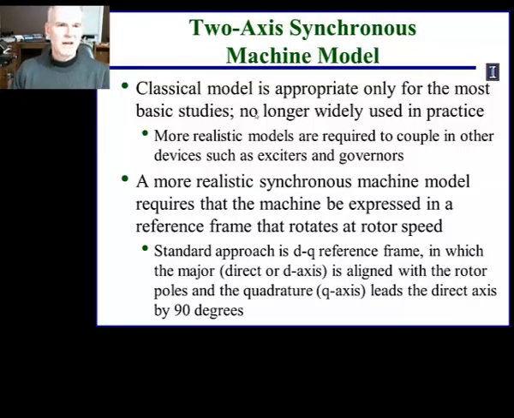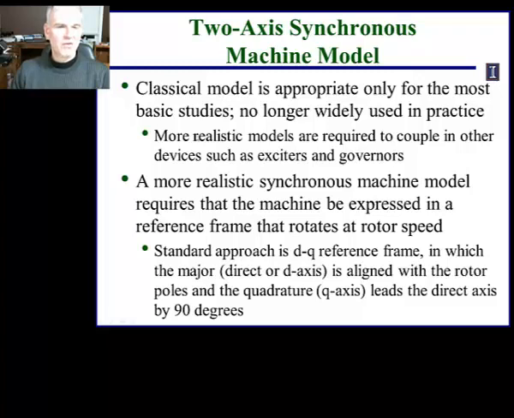Okay, moving on to the next slide. The classical model is how we introduce transient stability analysis to students. And it used to be that the classical model was actually used in at least some utility grade transient stability studies. Over the last several years, the classical model is being phased out and it's no longer widely used in practice. So really we need to at least provide an introduction to more realistic generator machine models.